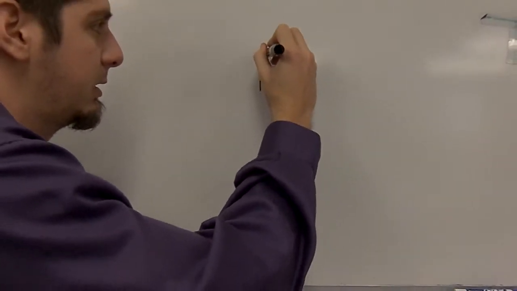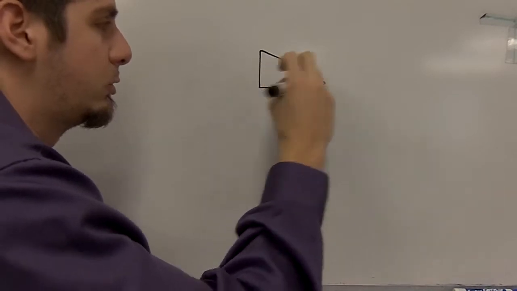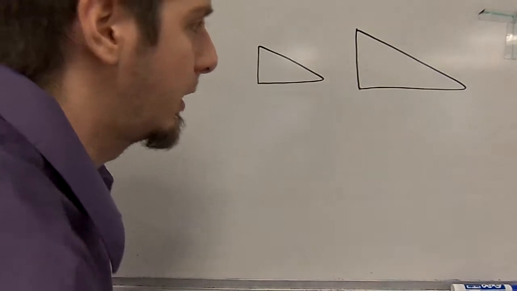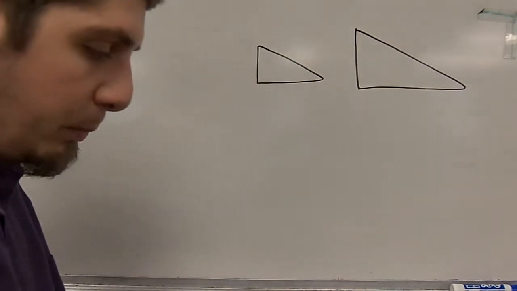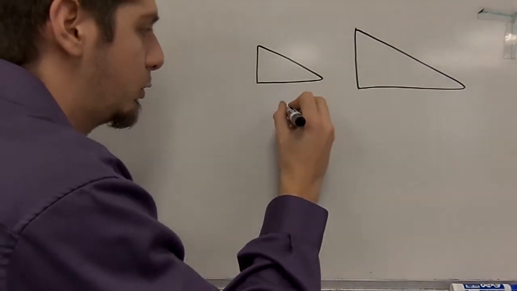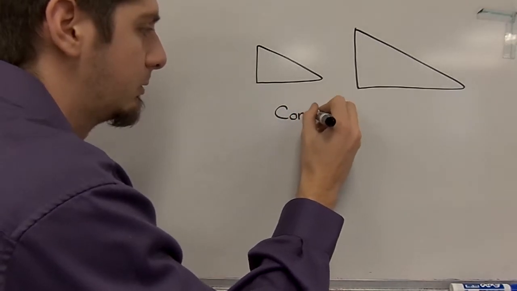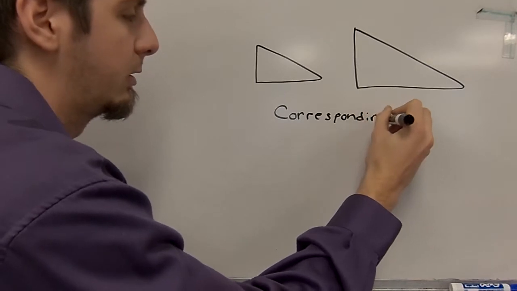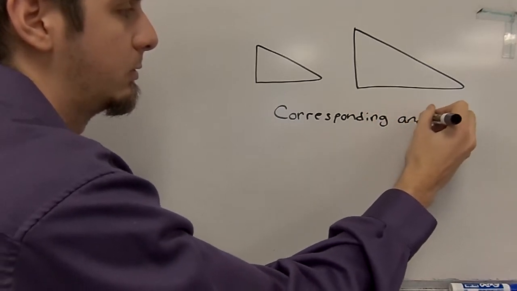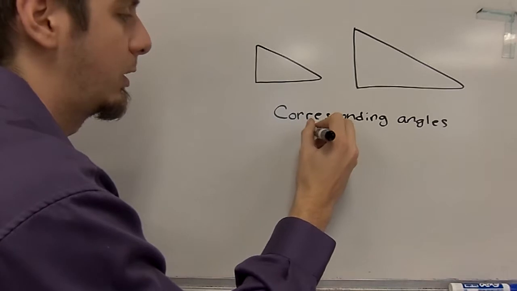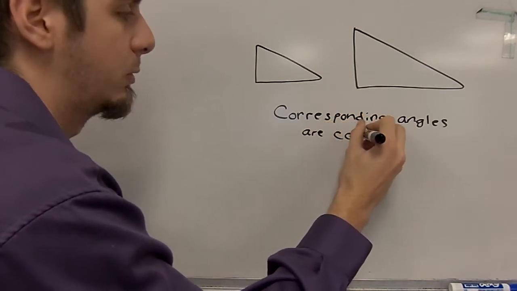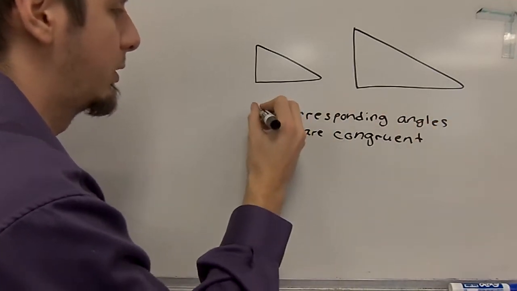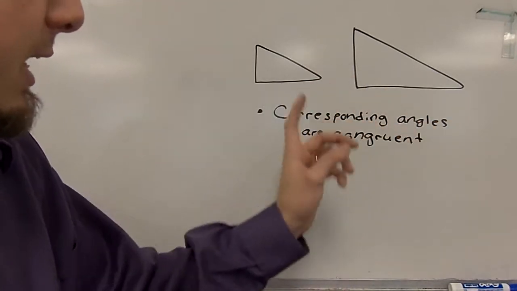So, for example, you might see two triangles. They're both the same shape, they're both right triangles, they have different sizes, but more importantly, their corresponding angles are congruent, or in other words, the same size. Okay, that's one important thing. Their corresponding angles are congruent.